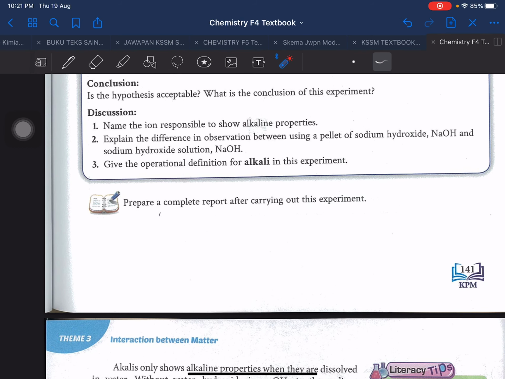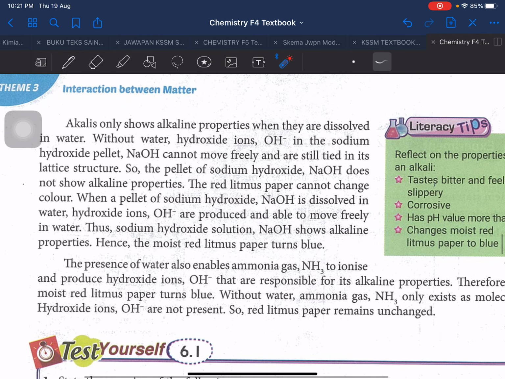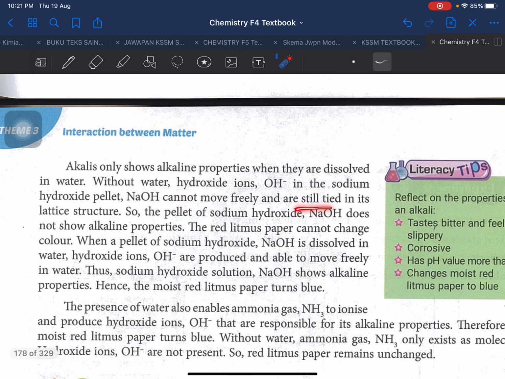Okay, now let us look at the notes over here. Alkalis only show alkaline properties. Alkalis only show alkaline properties when they are dissolved in water. Without water, hydroxide ions in the sodium hydroxide pellet cannot move freely and are still tied in its lattice structure. What does that mean? Like this.